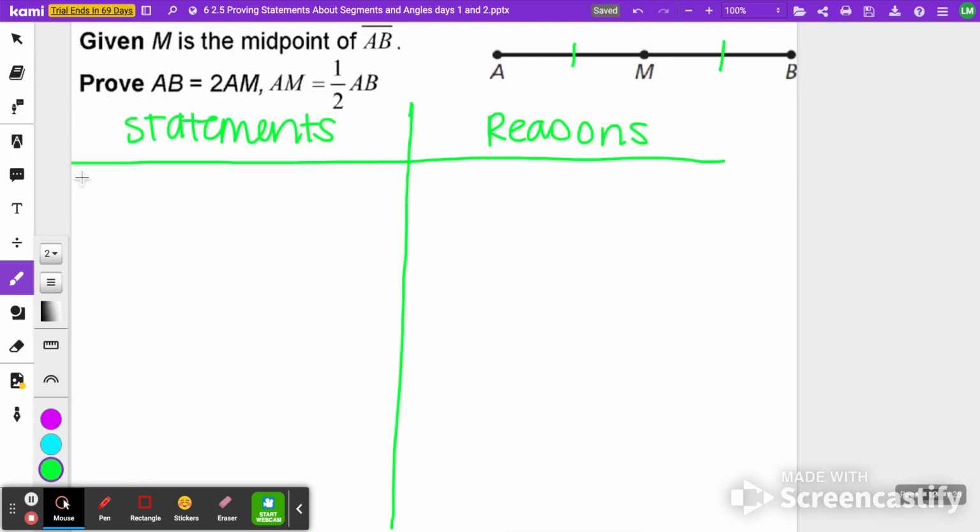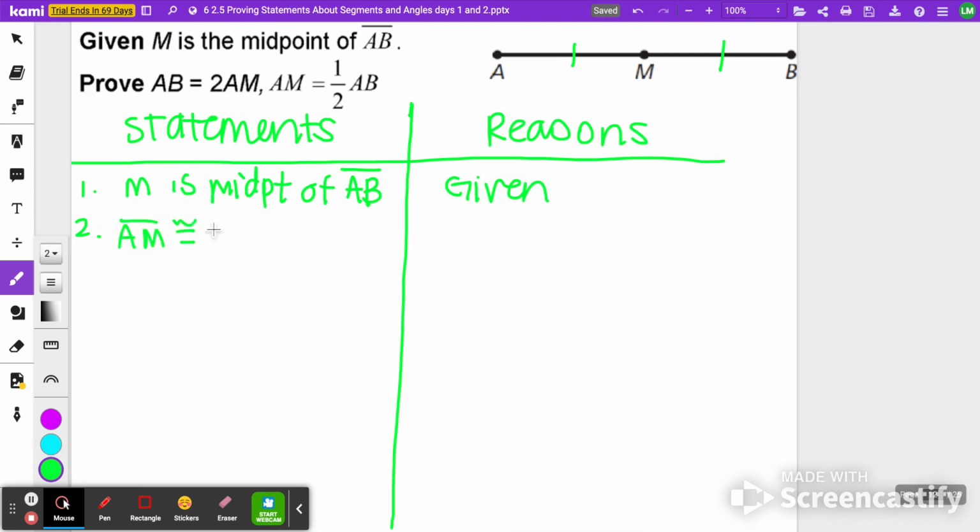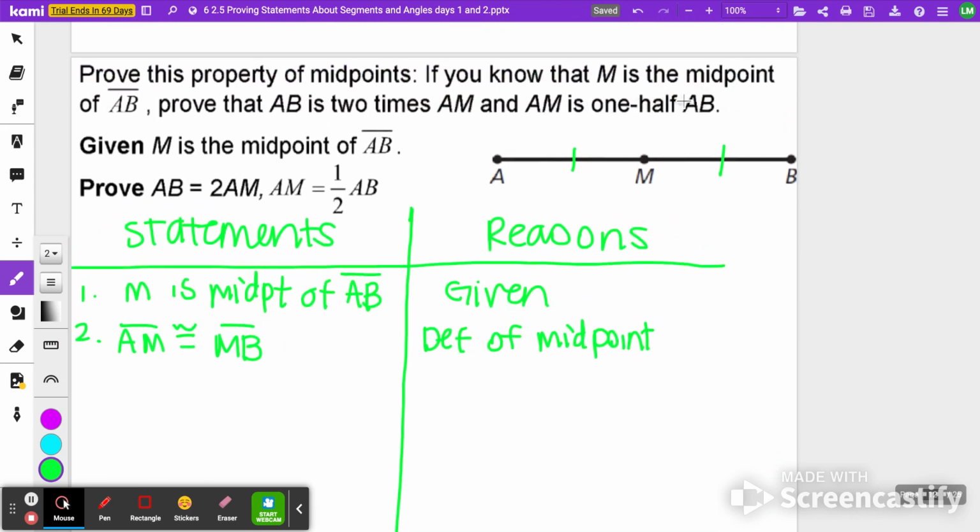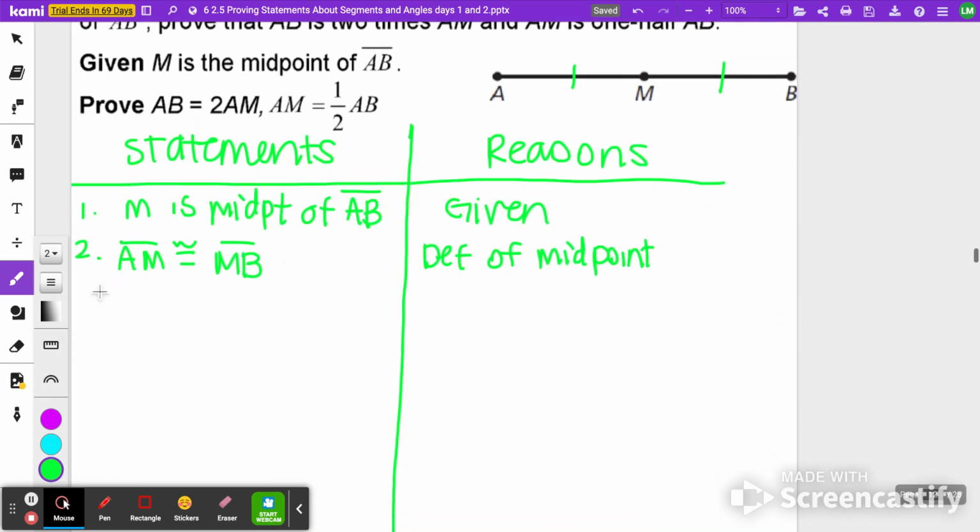All right, we always start with our given. So number 1, M is the midpoint of AB, okay? And that is because it was given to us. All right, so let's keep going down. If M is the midpoint of AB, that means AM is congruent to MB, okay? And we know that because that is the definition of midpoints. It tells us up here, if you know that M is the midpoint of AB. So that's the definition of midpoint, okay?